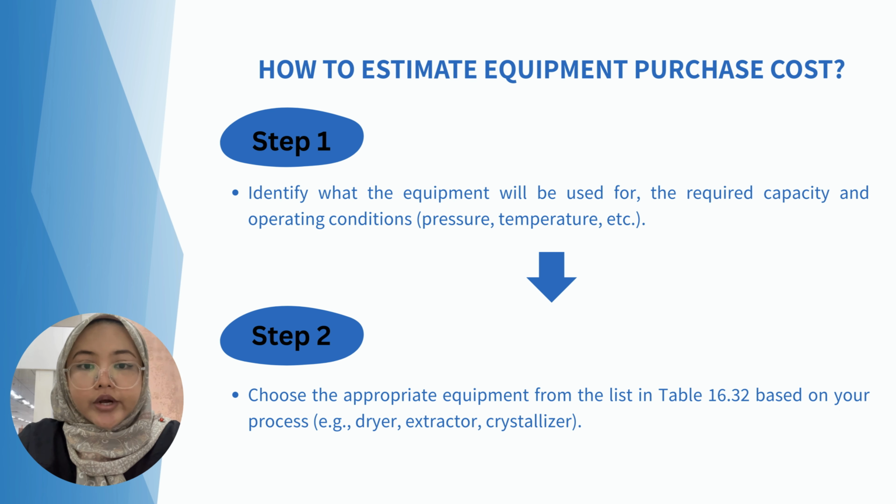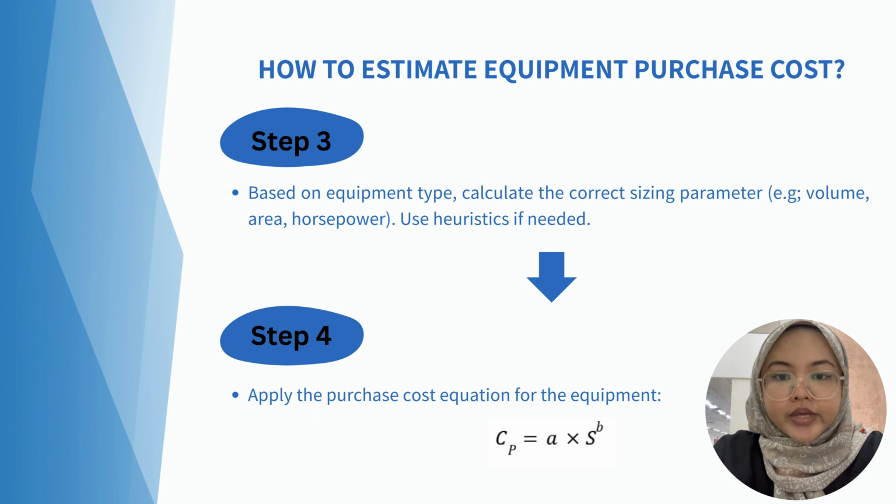Step 1 is to identify what the equipment will be used for, the required capacity and also operating conditions. Step 2 is to choose the appropriate equipment from the list in table 16.32 based on your process. In step 3, based on equipment type, we calculate the correct sizing parameter, for example volume, area, horsepower, and also use heuristics if needed. For step 4, we apply the purchase cost equation for the equipment, which is purchase cost equals A times S to the power of B.